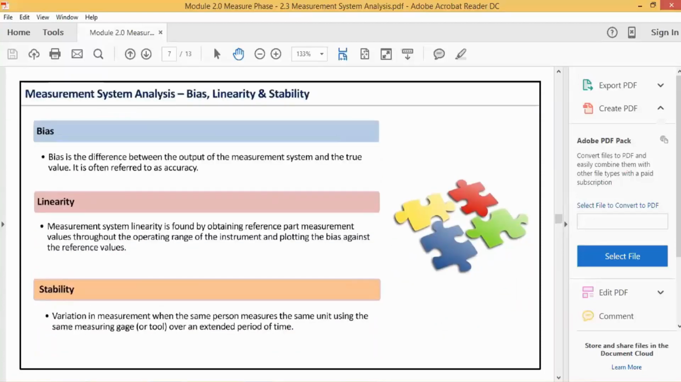Stability is very important. It is the variation in measurement when the same person measures the same unit using the same measurement gauge or tool over an extended period of time.